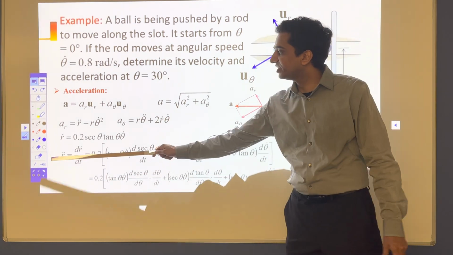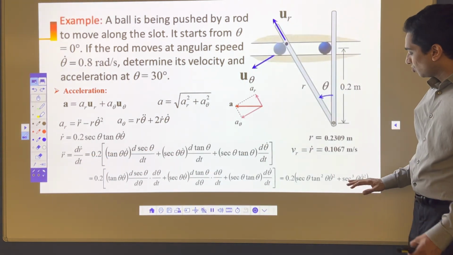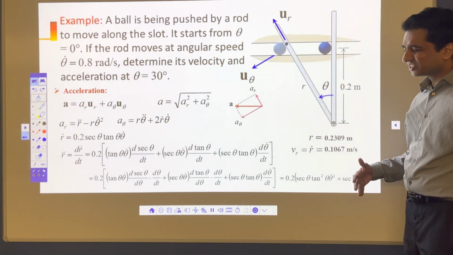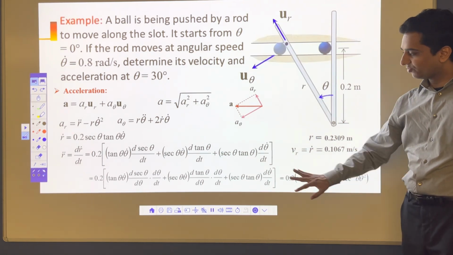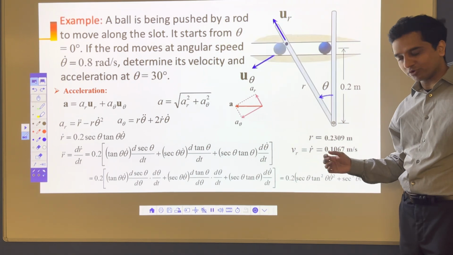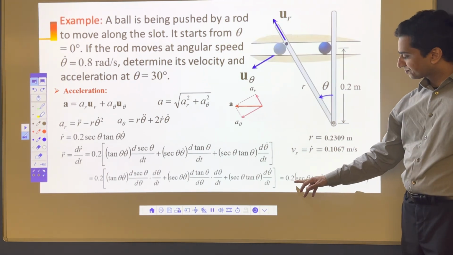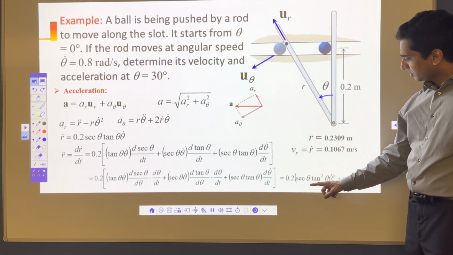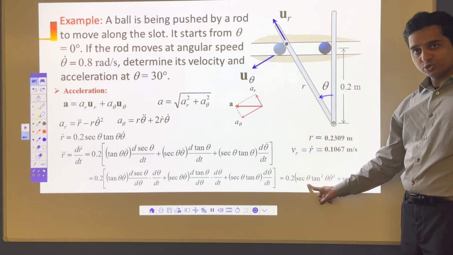That's the value of this r double dot. This looks complicated, but it is really not. If you know your calculus, this is easy. Try it slowly, try it one by one, do more practice, you will get that. So now what we have here, put theta equal to 30 degrees.